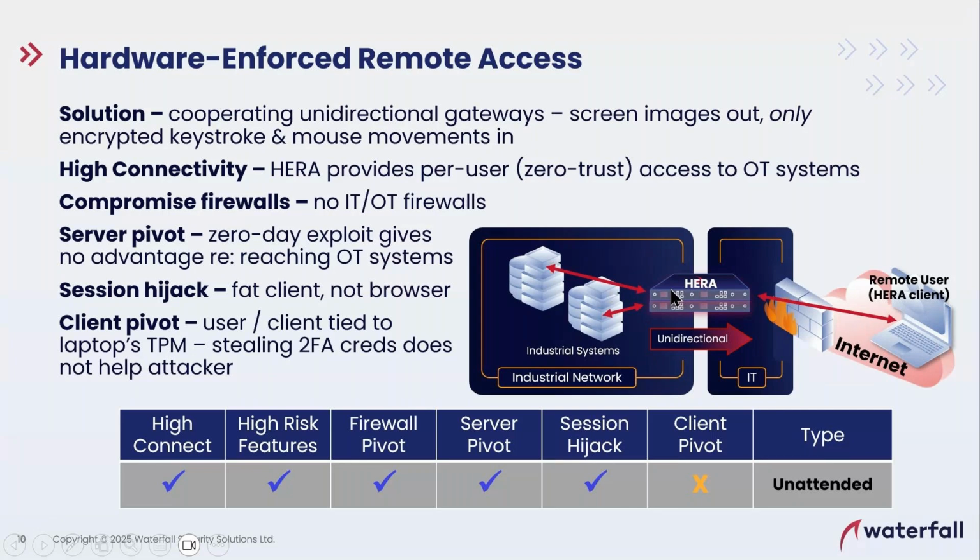So let's look through the scenarios. High connectivity, no. This is not a VPN. You don't have high connectivity issues. High risk features, no. The only thing that lets through is keystroke and mouse. There's no cut and paste. There's no file transfer. None of those. This kind of solution tends to be designed for security, and so they just don't have high risk features. Firewall pivot, there is no firewall. Do you see a firewall here? I don't see a firewall.